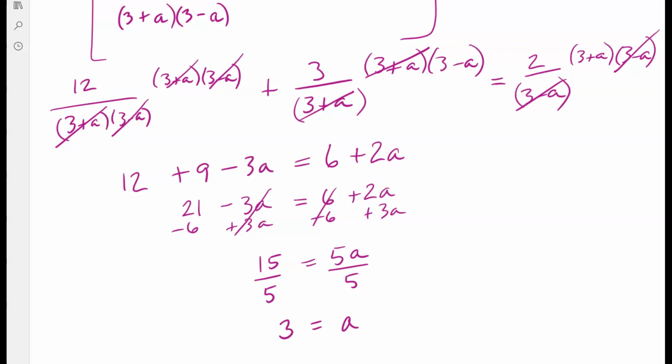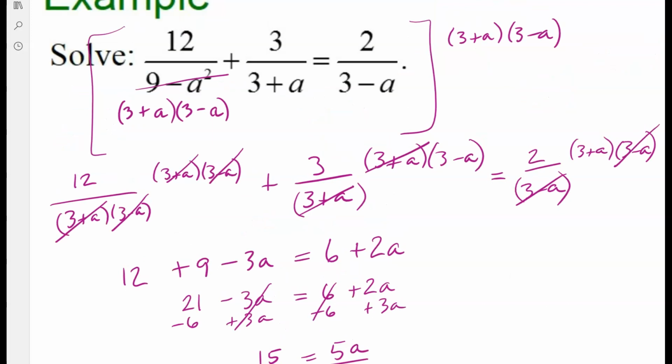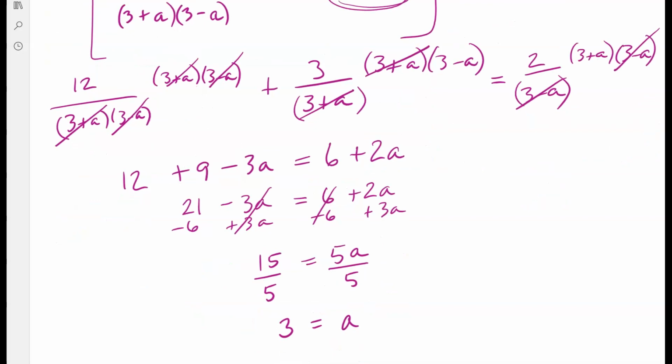Is there anything wrong with a being 3? What happens if I let a be 3 in this denominator right here? I get a 0. Okay, so that was the only possibility for an answer, and that's not an answer. So that means that my answer is, I can't do this, the empty set.